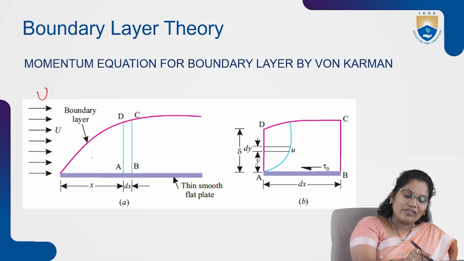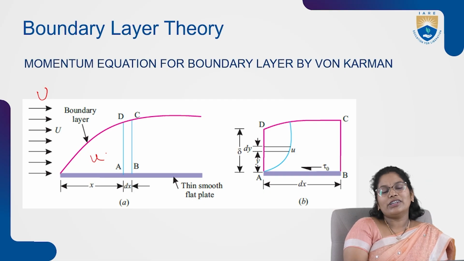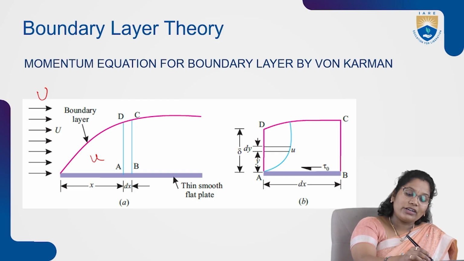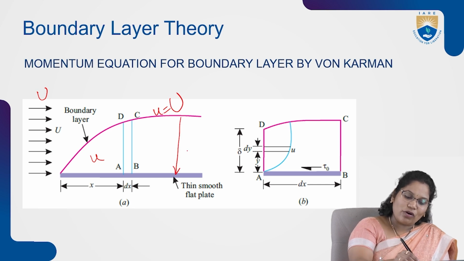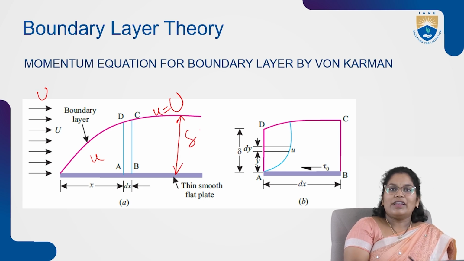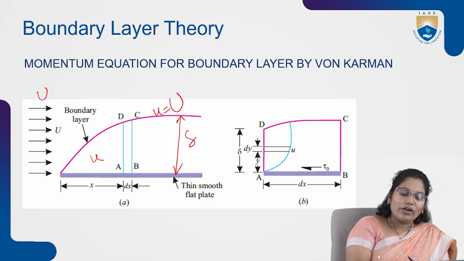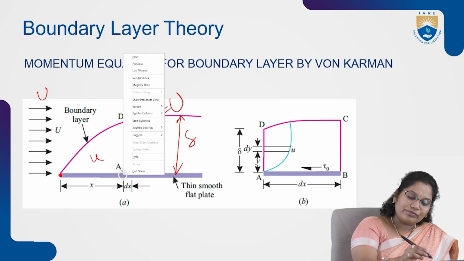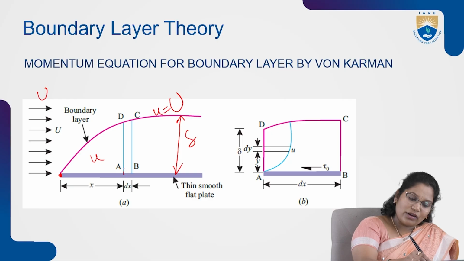When it is entering, we are seeing variations in the velocities. That variation we are determining by small u. Where small u becomes capital U, that distance we call the boundary layer thickness. So what we are doing here: we take a section AD and another small distance BC, a small box-like element.